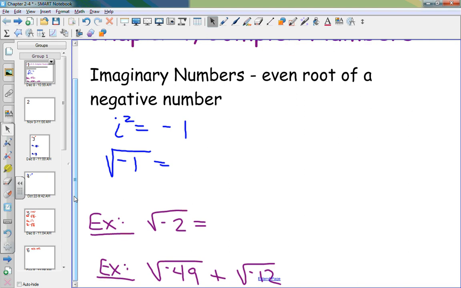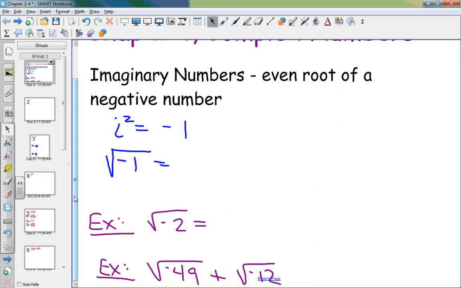Okay. Imaginary numbers exist only because you cannot take an even root of a negative number. You cannot take the second root, the fourth root, the 10th root, the millionth root of a negative number. Do we all get that?